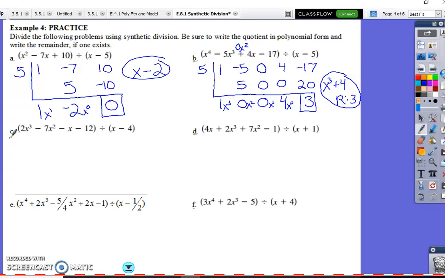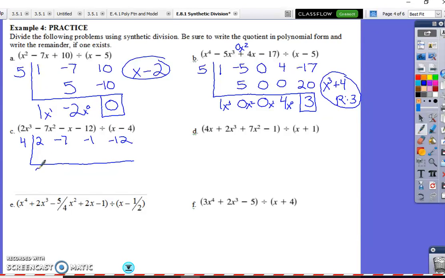Okay. Moving on, letter C here. So we have 2x to the 3rd minus 7x squared minus x minus 12 divided by x minus 4. So I'm going to make my L chart. I'm going to fill it in here. I have a 2x to the 3rd, I have an x squared, I have an x to the 1st, and x to the 0. So no extra ones that I need to put in there. The 2 goes first, the -7, the -1, and the -12. X minus 4 means I am going to divide by positive 4 out here.